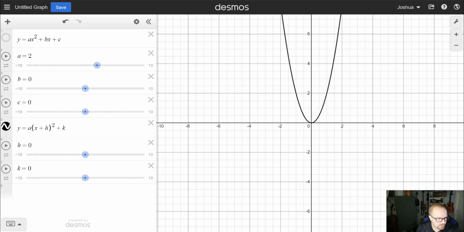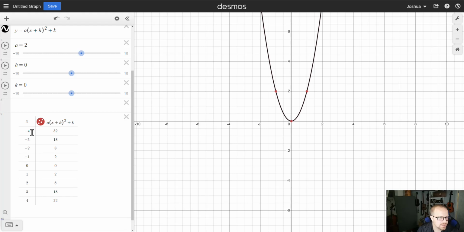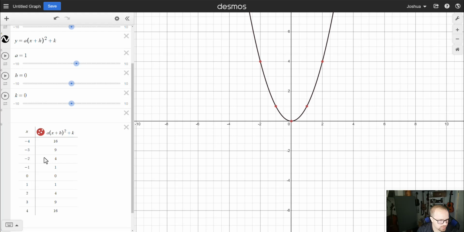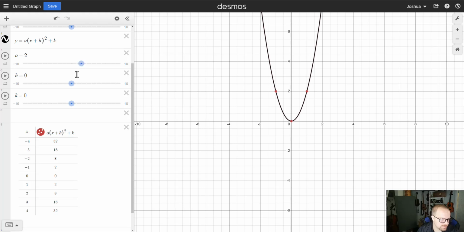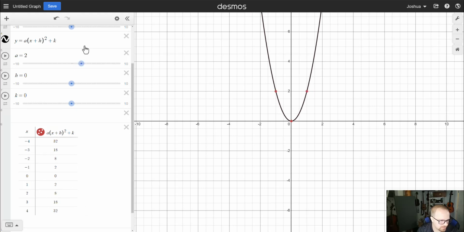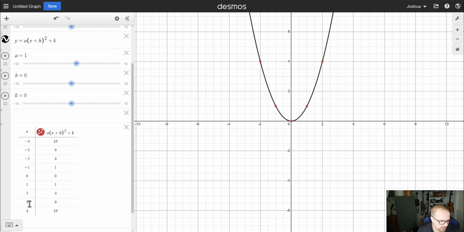All right, so I've made a quick table here, and you can see that when a is 1, the values in the table follow a squared pattern. So negative 1 squared is 1, negative 2 squared is 4, negative 3 squared is 9, and symmetrical on both sides. But when I make it times 2, we're just multiplying those values by 2. So it used to be 4 for this 2 value, but now it's going to be 8, right? And it used to be 9 for the input of 3, but now we're going to multiply by 2 and make it 18.